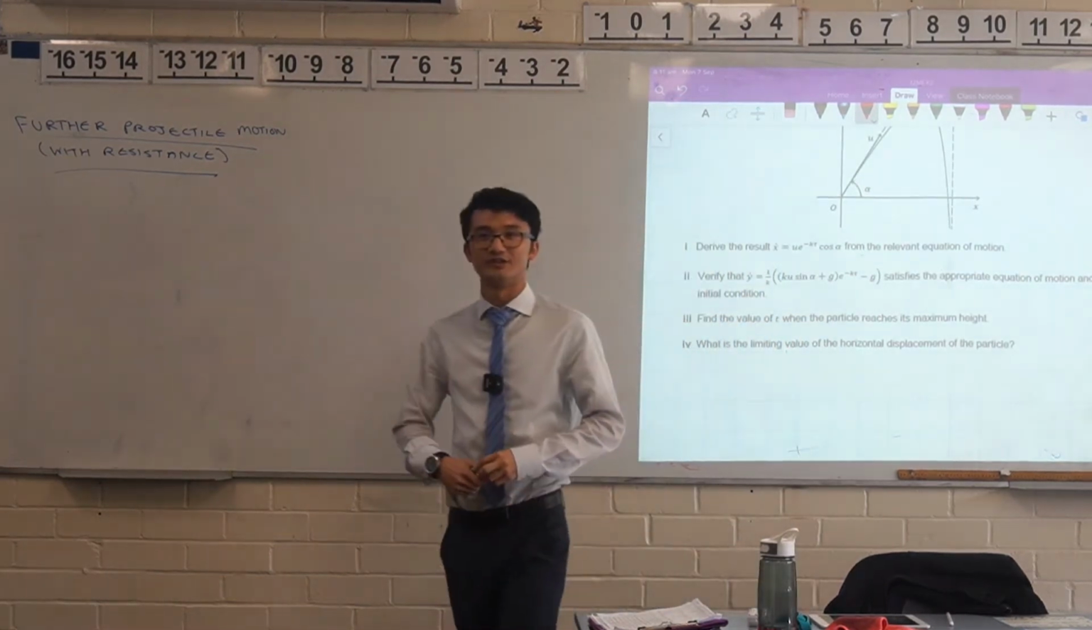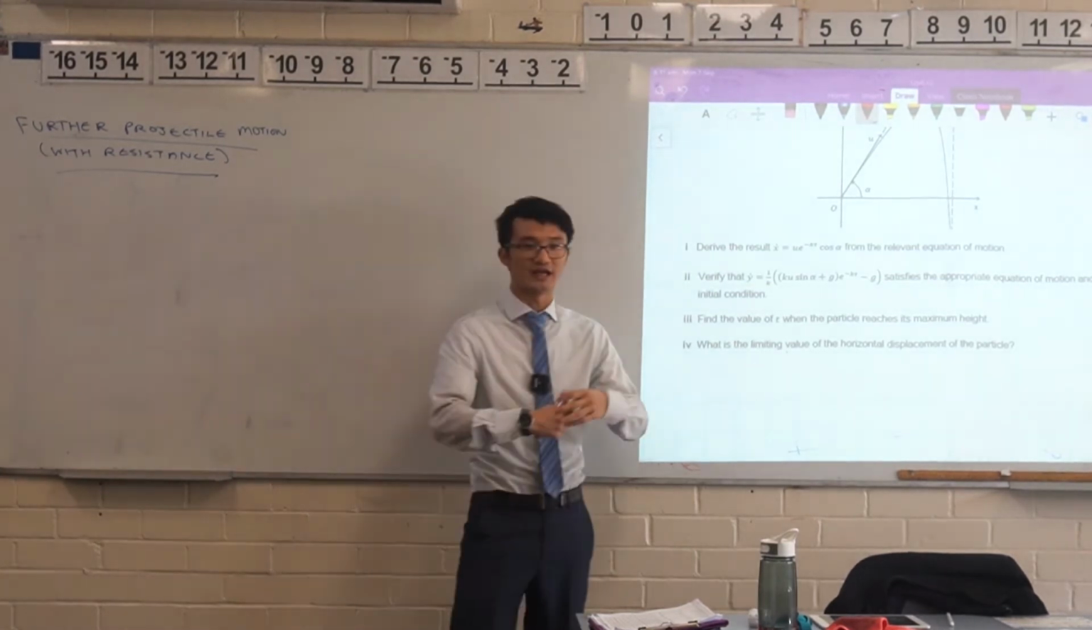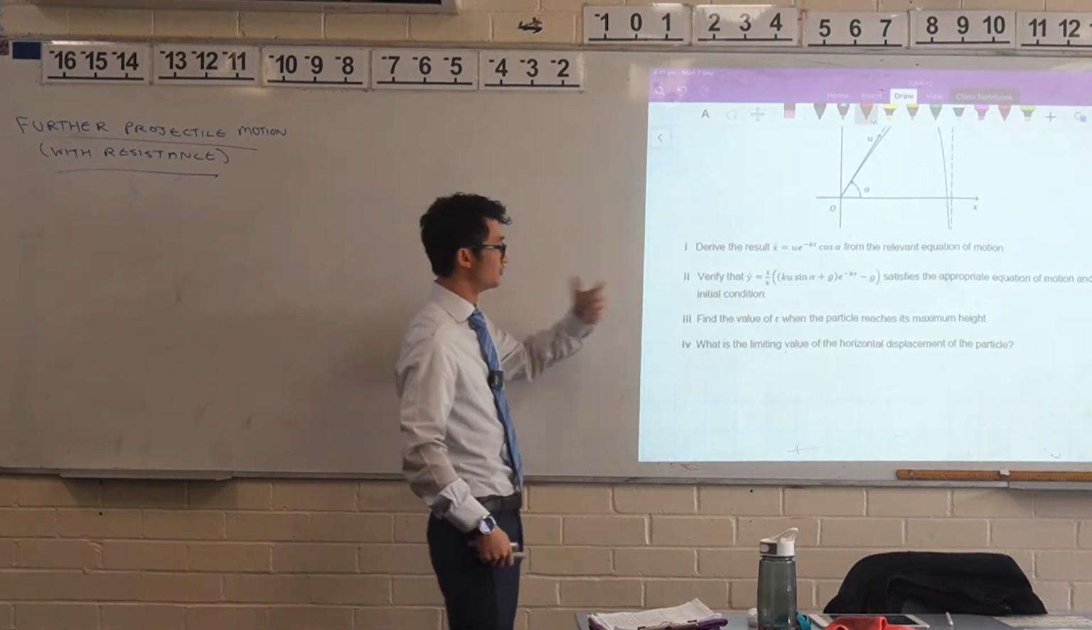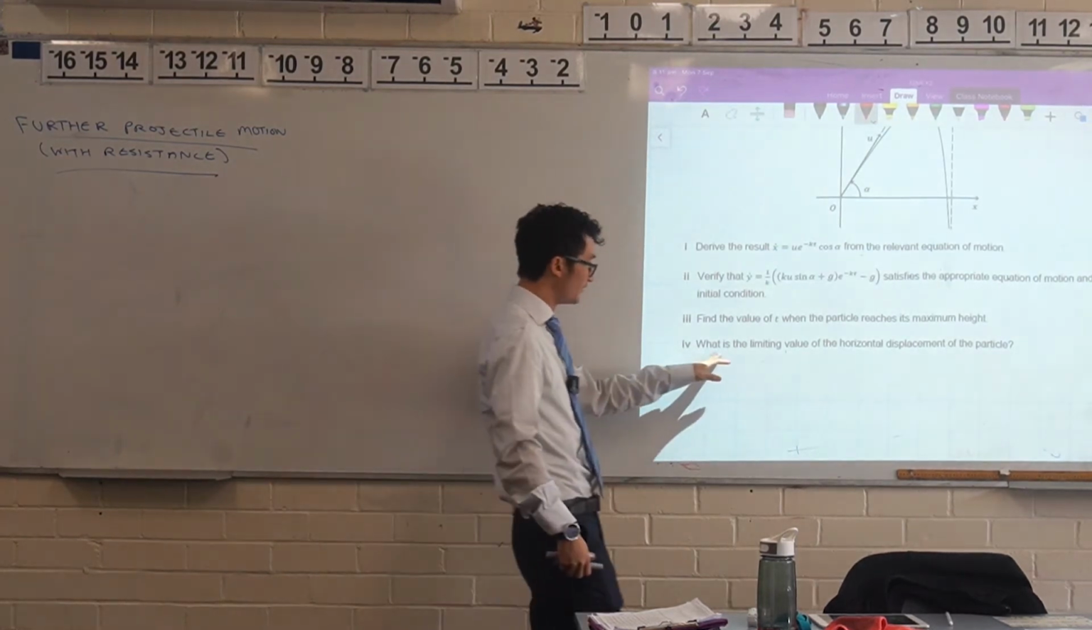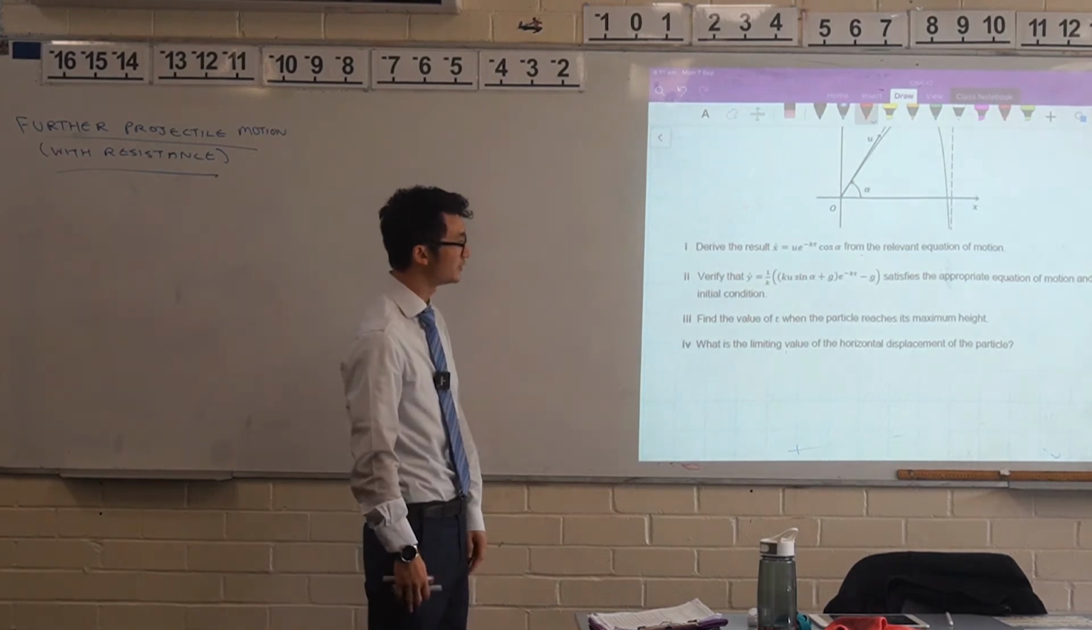Typically, from what I've seen, the questions require you to find expressions rather than actual values. So they're asking you to derive results. They're asking you to verify things. And then there is one value here that they ask for. So what is the limiting value of the horizontal displacement of the particle?